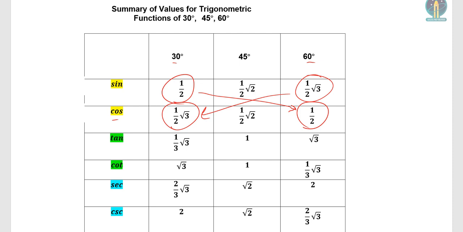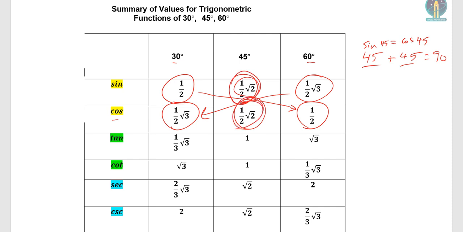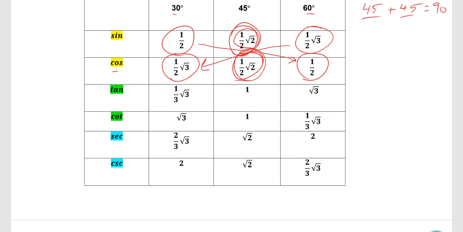45 degrees: sine of 45 is 1/2 square root of 2. Cosine of 45 is 1/2 square root of 2. So why are these equal? Well, because 45 is the complement of 45. If you had a 45-degree angle, you'd need 45 to make it 90. So these two are actually complementary angles. So the sine of 45 is equal to the cosine of 45, and that's why their values are the same. Same for the other functions: tan, cotan, secant, cosecant, etc.